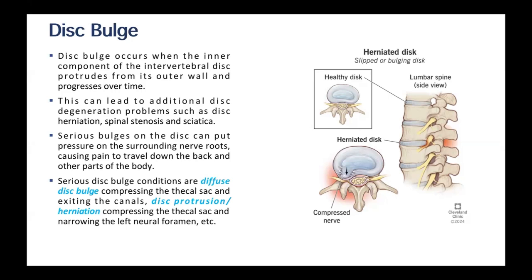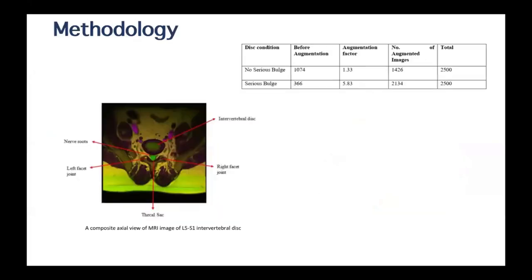We looked at certain conditions in the MRI image, with the help of our NHS doctor, to diagnose what we would consider serious and what we would consider not so serious. Cases like diffuse disc bulge compressing the thecal sac and exiting canals, protrusion or herniation compressing the thecal sac, and narrowing of the left neural foramen. These are some of the conditions we classified as a serious case of disc bulge.